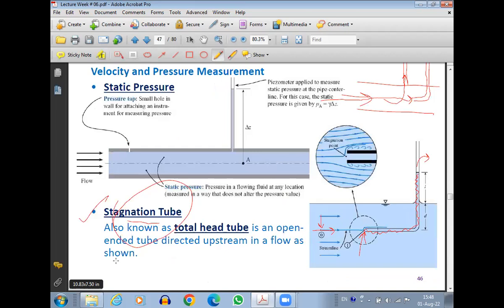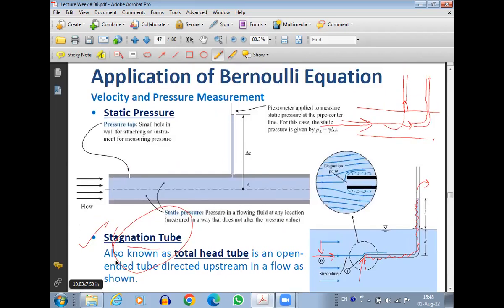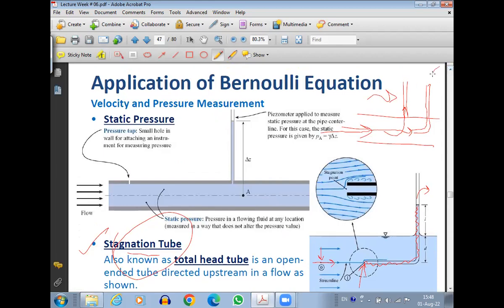So we have here, see here, this one was the piezometric pipe. And this is the stagnation pipe. Okay. Stagnation pipe can be used to measure velocity. Piezometric pipe cannot be used to measure the velocity. So this is one of the differences.